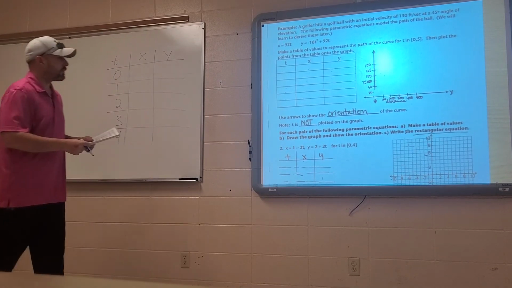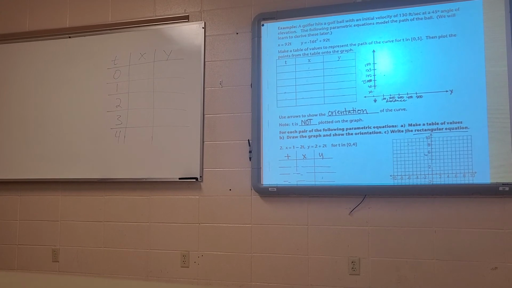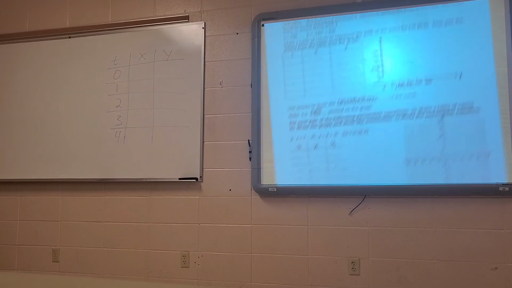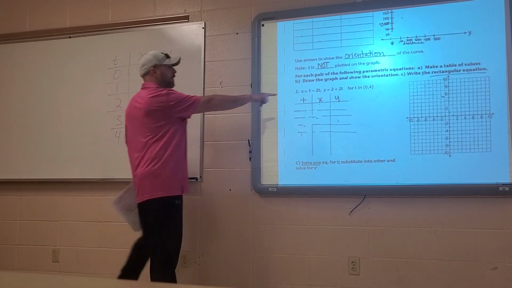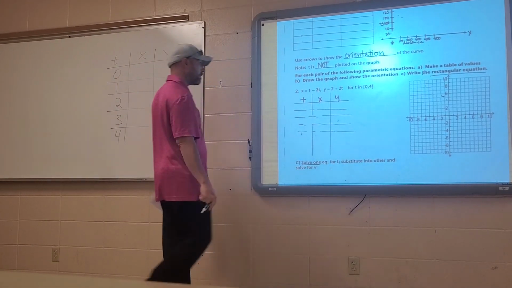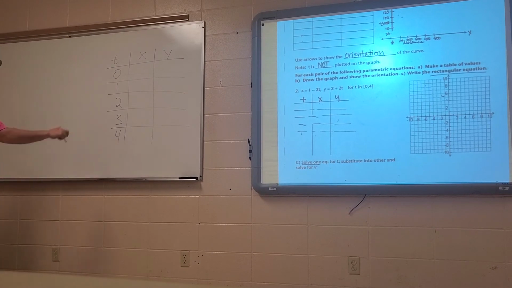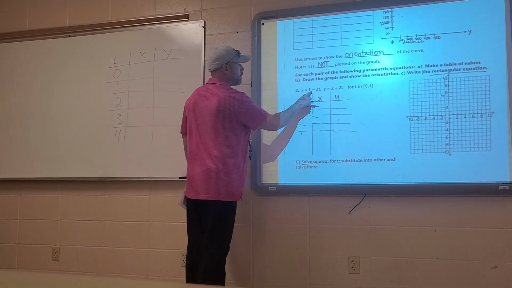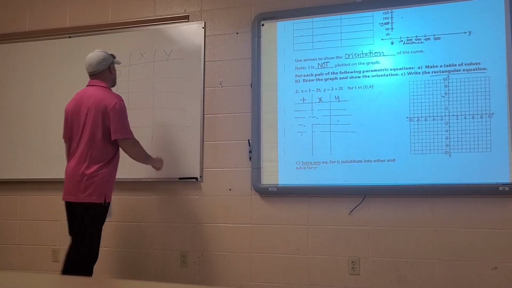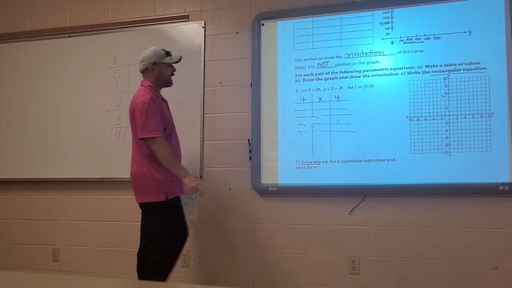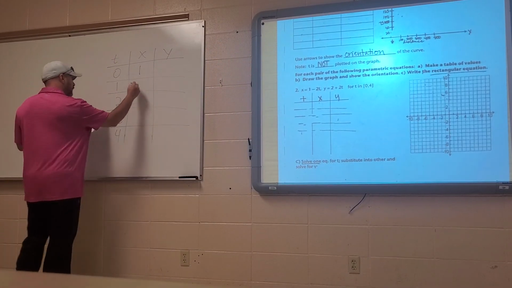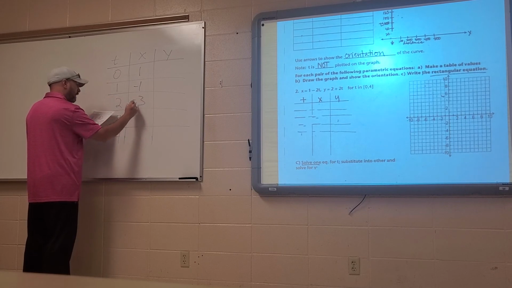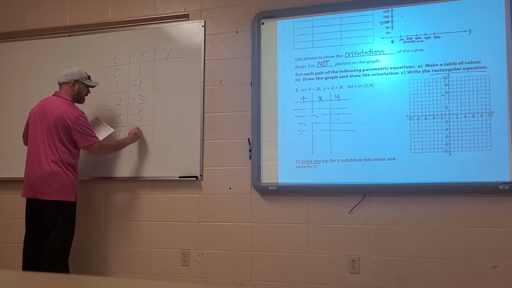Okay, so what we're going to do is, same thing we did on the last problem. This is where the 0, 1, 2, 3, and 4 came from. Okay, so put your 0 in here. x equals 1 minus 2 times 0, which is just 1. Okay? x equals 1 minus 2 times 1, which is negative 1. And then you get negative 3, negative 5, and negative 7.